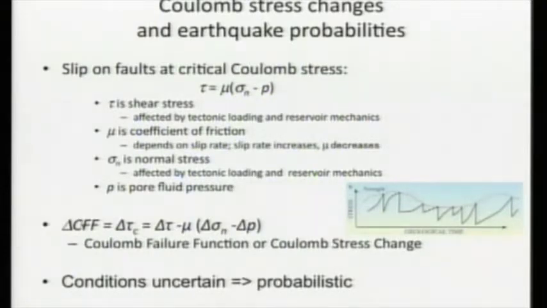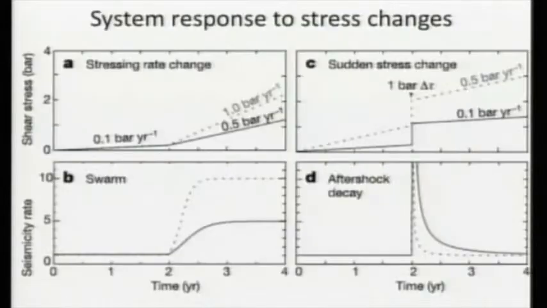So we talk about a quantity called the Coulomb failure function, or the Coulomb stress change, delta tau C, and that's just taking the right-hand side of the equation and subtracting it from the left-hand side of the equation. So basically, we quantify the approach of loading to the strength of the fault. Of course, we can't predict times of earthquakes, but we can predict earthquake likelihoods.